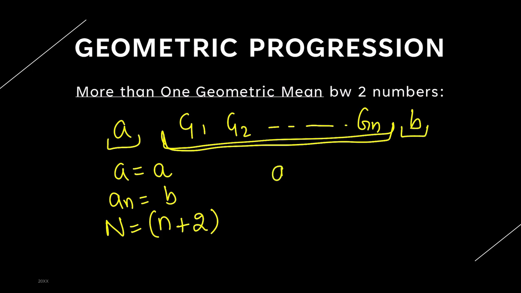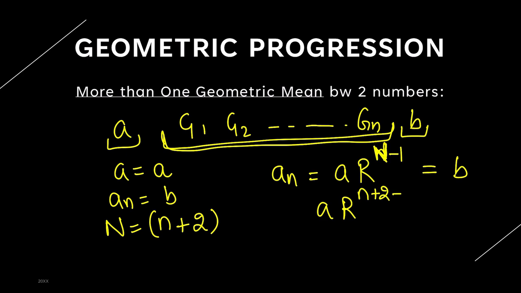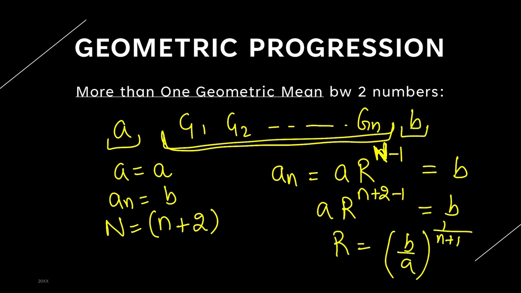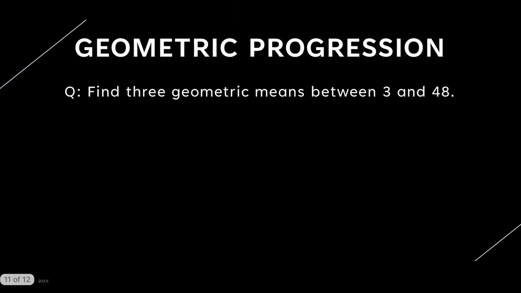Now you can just punch in the numbers. A n we know is A r raised to power n minus 1, and that is equal to B. Here, A is A, r is r, n is n plus 2 minus 1, and the term is B. So you will get r is equal to B by A raised to 1 by n plus 1. You don't have to remember this formula. You just have to know the working of it and you will be able to recall the formula in the exam.